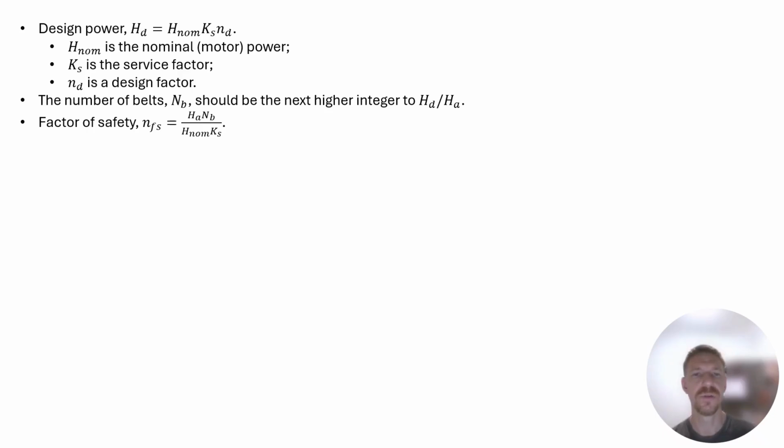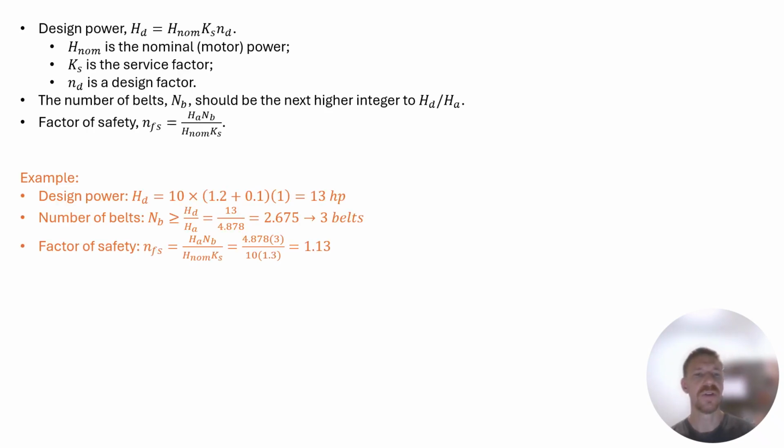So it's either 1, 2, 3, 4, etc. The next higher integer to that ratio, HD over HA. Then we can rearrange that equation to calculate the factor of safety based on the integer number of belts that we have. In our example, we have a design power of 10 horsepower nominal times the K sub S, which is 1.3, times a design factor of 1, and that gives us 13 horsepower.